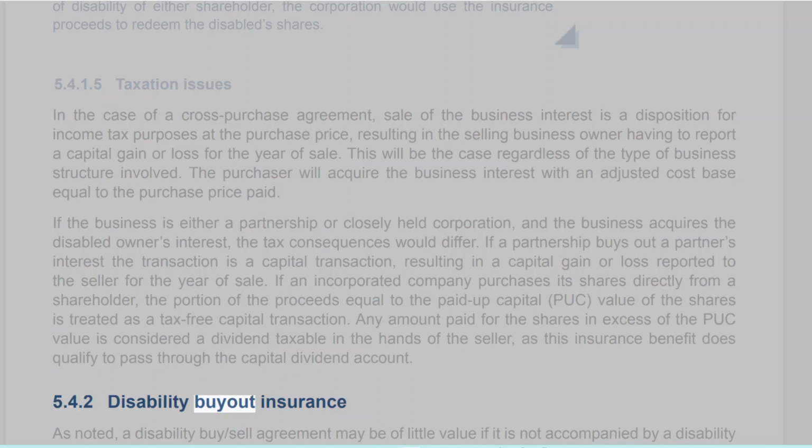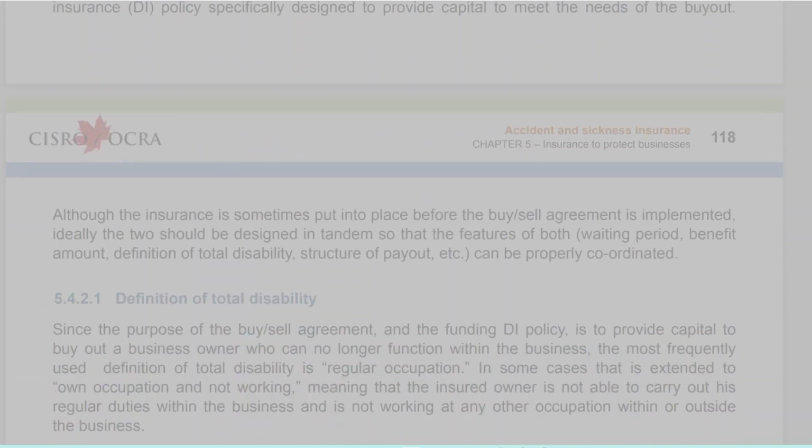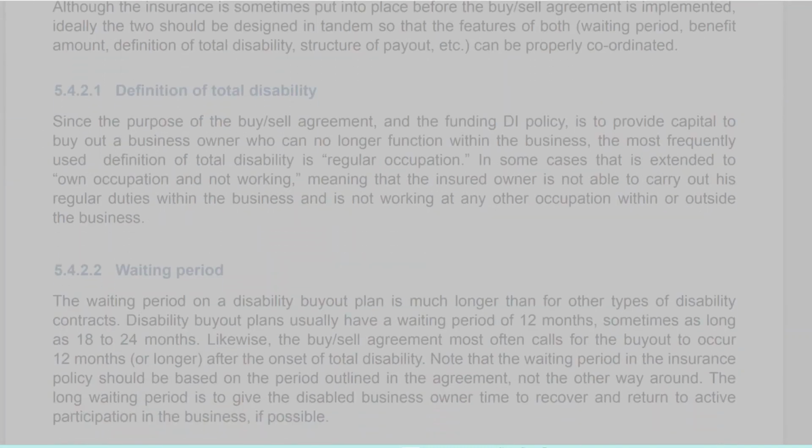5.4.2 Disability buyout insurance. As noted, a disability buy-sell agreement may be of little value if it is not accompanied by a disability insurance (DI) policy specifically designed to provide capital to meet the needs of the buyout. Although the insurance is sometimes put into place before the buy-sell agreement is implemented, ideally the two should be designed in tandem so that the features of both, waiting period, benefit amount, definition of total disability, structure of payout, etc., can be properly coordinated.